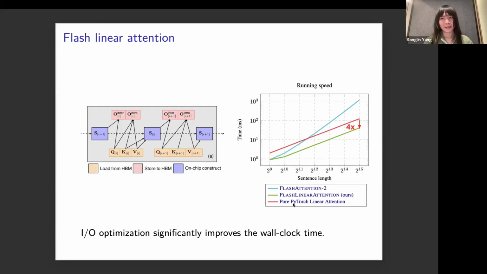This I/O optimization is only for chunkwise linear attention, because for inference, in the recurrent mode, we do not need to optimize that much. And for training, we cannot use the recurrent form because it has several limitations, as I described previously. It cannot be parallelized across the sequence length, and it cannot use the tensor core due to the lack of matrix multiplication operations.